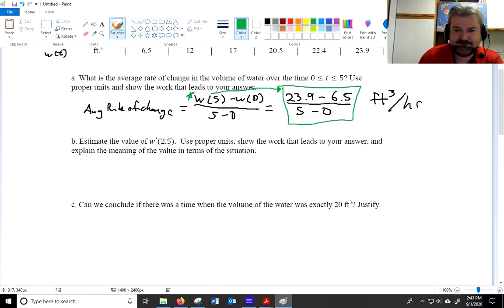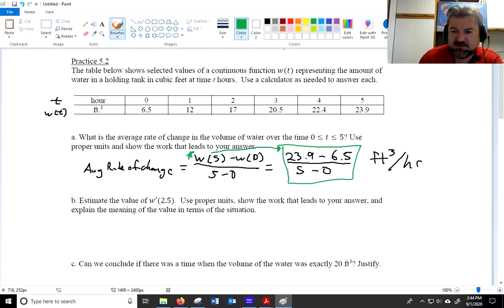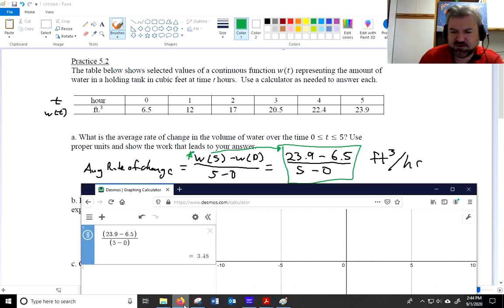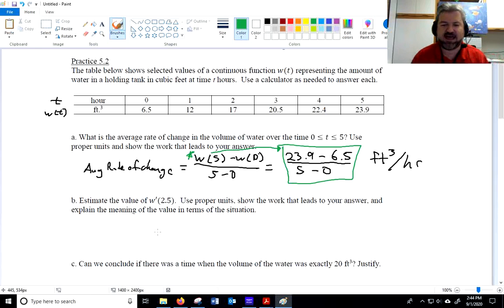All right. Letter B. Estimate the value of W prime of 2.5. Use proper units and show the work that leads to your answer and explain the meaning of the value in terms of the situation. So the meaning of this value, which we got was 3.48. That's the average change in the volume over the 5-hour period. The meaning of W prime of 2.5 is the change in volume at that moment. It is the rate of change of volume at that moment in time.